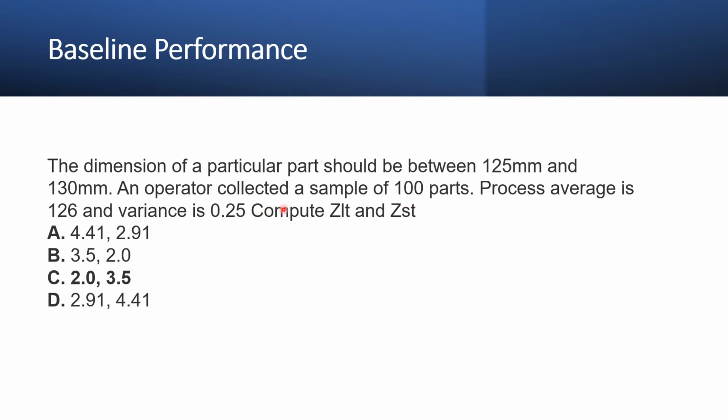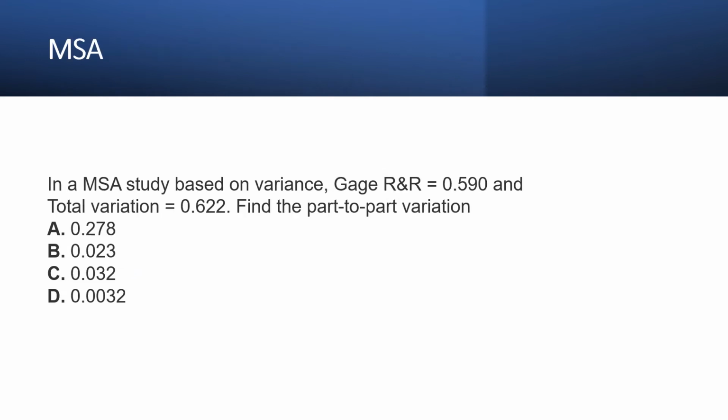Go to the CP CPK calculator template of Excel, because that will also give you the ZLT and ZST. Since the data points are continuous, calculate the CPK and then interpret ZLT and ZST. See here, the LSL is 125, USL is 130, and the X bar is 126, and standard deviation is 0.5. Feed these values, you will be able to get ZLT as 2 and then ZST as 3.